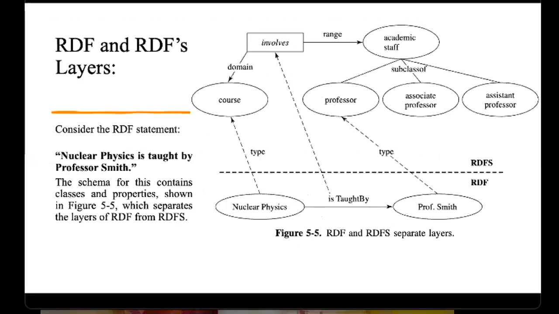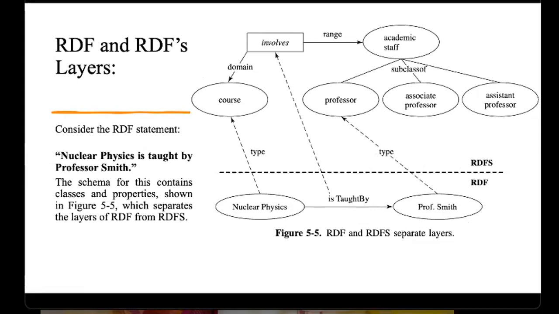RDF and RDFS layers. Consider the RDF statement: Nuclear physics is taught by Professor Smith. See the diagram. The schema for this contains classes and properties, which separates the layers of RDF and RDFS. The bottom layer is RDF and the layer above is RDFS. This is nothing but nuclear physics taught by Professor Smith. That is RDF.